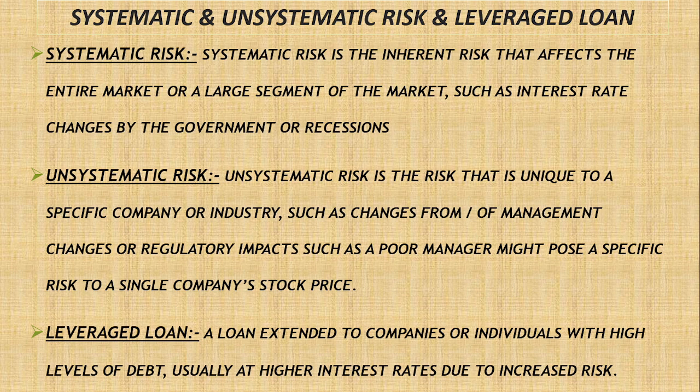Unsystematic risk. Unsystematic risk is the risk that is unique to a specific company or industry, such as management changes or regulatory impacts. For example, a poor manager might pose a specific risk to a single company's stock price.